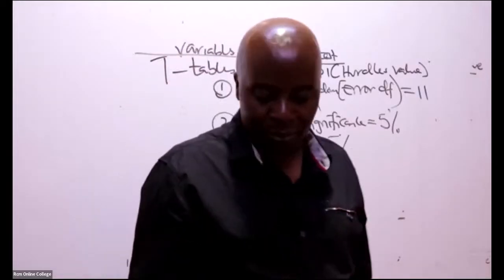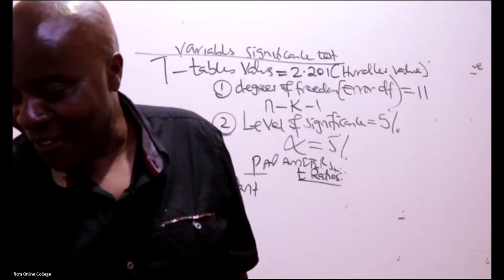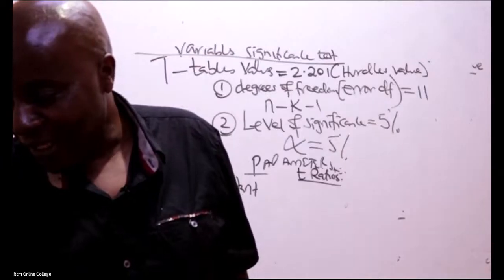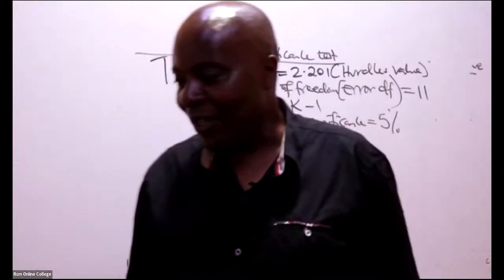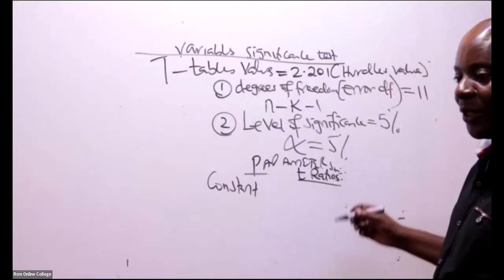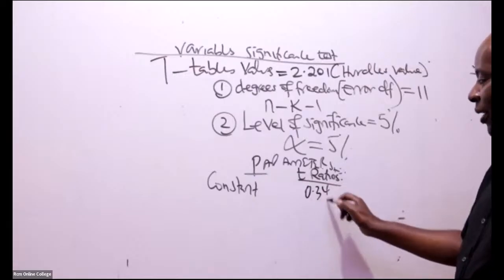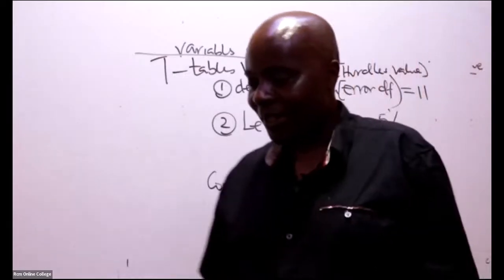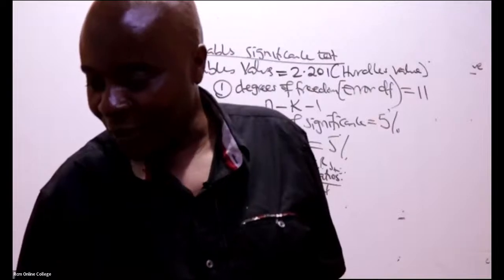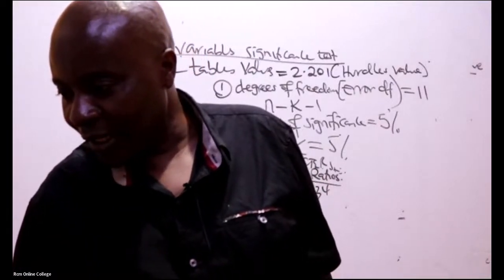Please open up your paper. The t ratio for the constant, it will make sense. You should not panic at all. These will make sense in a moment. Somebody is telling me 0.34. Are you sure? That will be very small. It means that that constant is bad. Are you sure? I doubt.